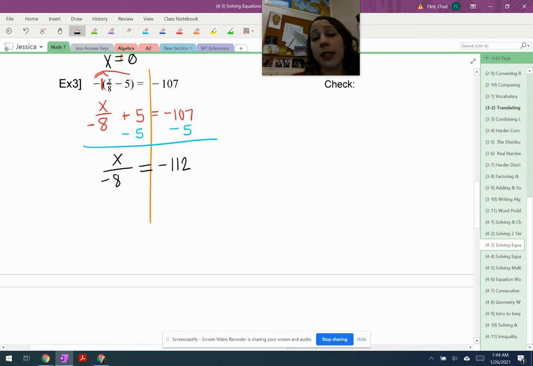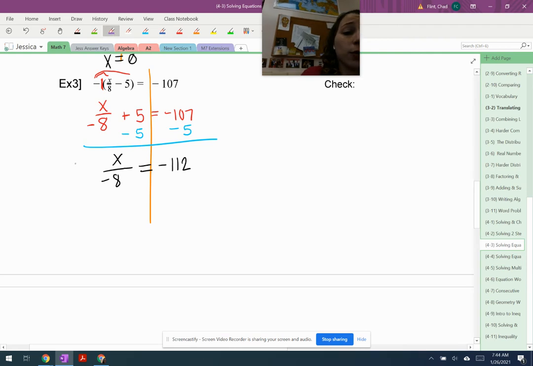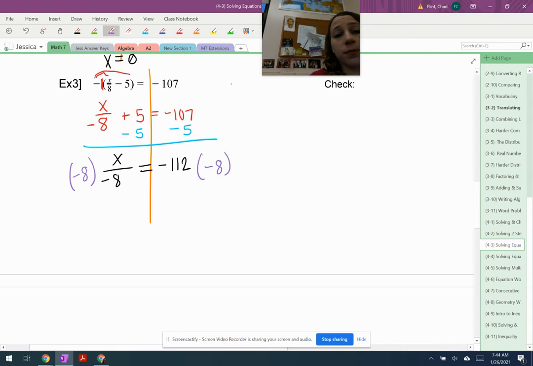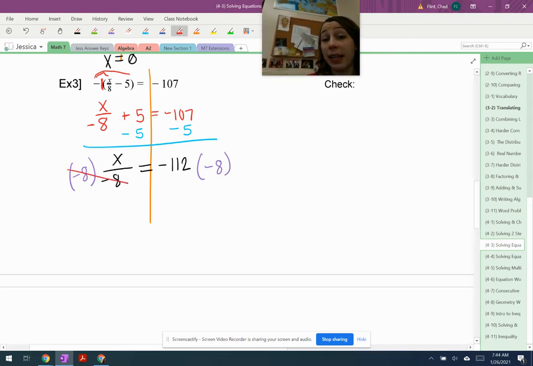And so, last step, isolate that variable. The negative 8 is the last thing preventing the x from being by itself. What operation is going on between the x and the negative 8? That would be division. The inverse operation of division is multiplication. So I am going to multiply both sides by negative 8. My times negative 8 and divided by negative 8 cancel out like I wanted. That's the whole point of it.